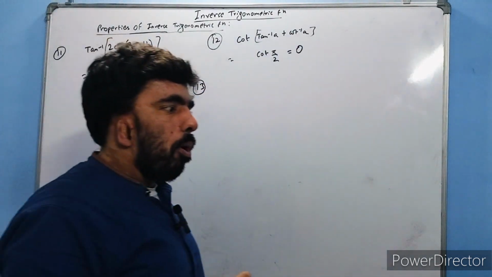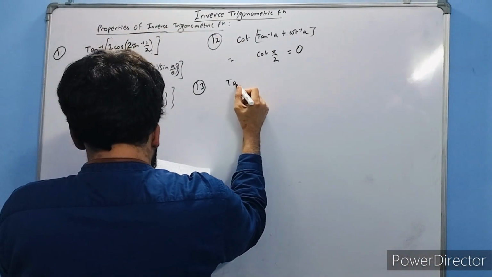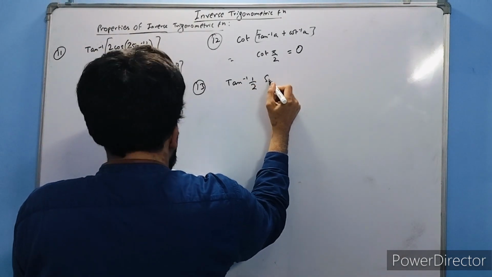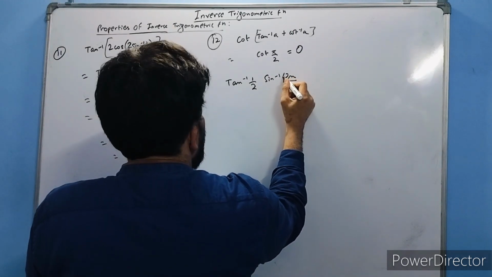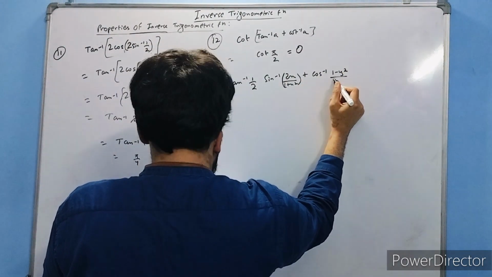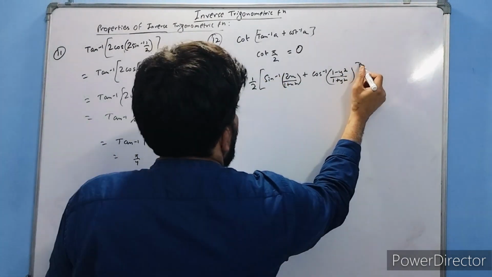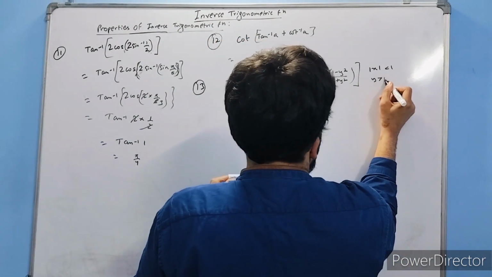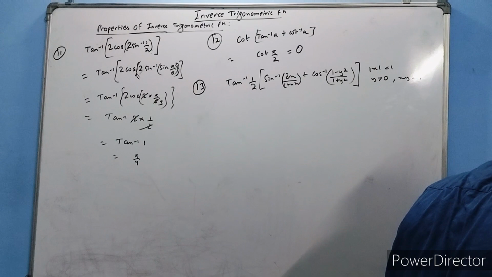Now we'll try to solve the 13th question. The 13th question I have is tan of half of sin inverse 2x upon 1 plus x square plus cos inverse 1 minus y square upon 1 plus y square. They have given that x is less than 1 and y is greater than 0, and we have xy is less than 1. So this is the question I have.